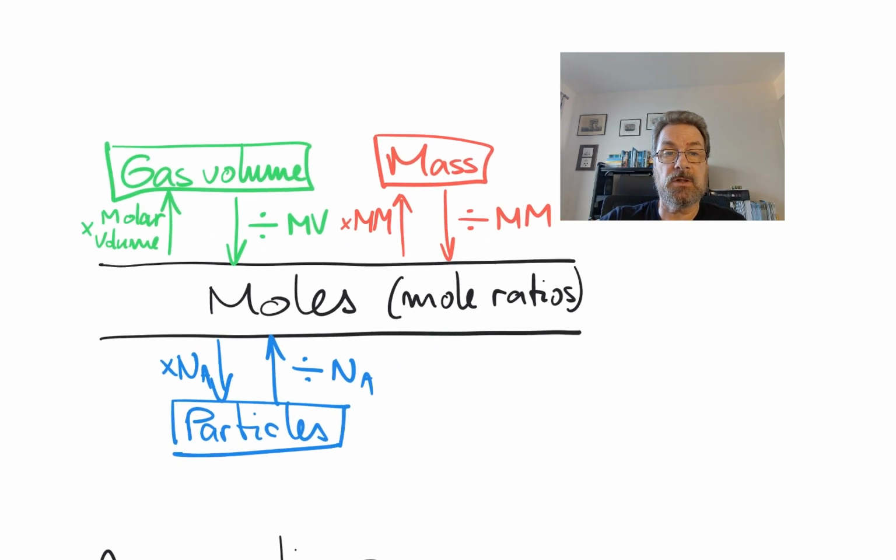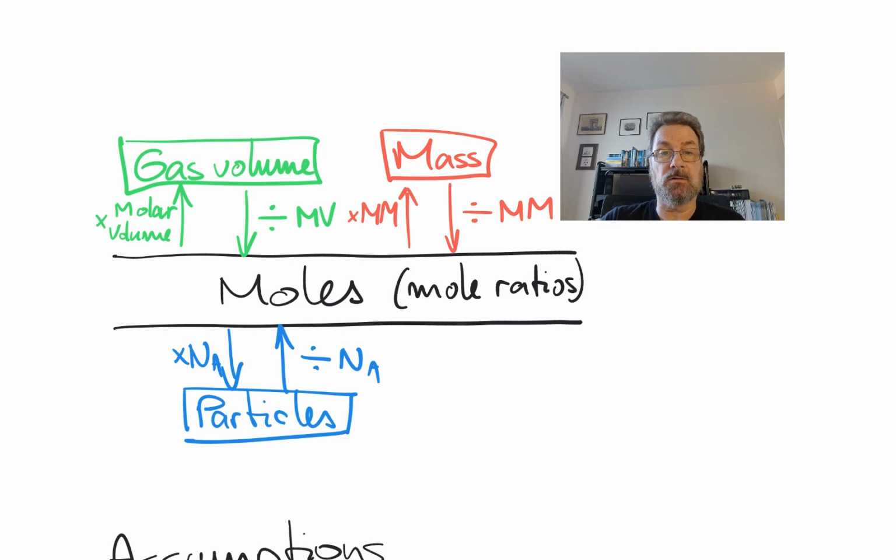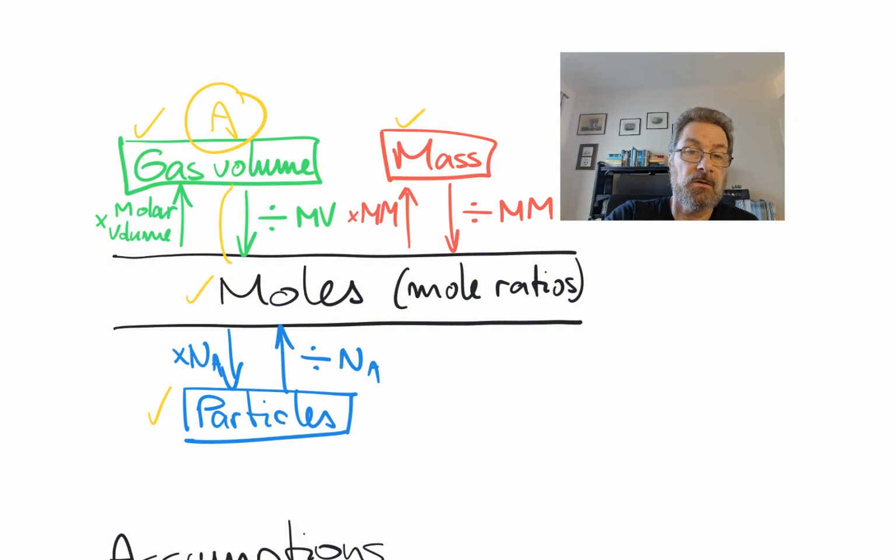So to get a first idea about that mole road, we can take a look at a diagram like this, and you can see how it can be used for conversions between gas volumes, masses, moles of course, and particles. If you are starting off with your reactant A, then reactant A, if we start with a gas volume, can be converted into moles using the molar volume.